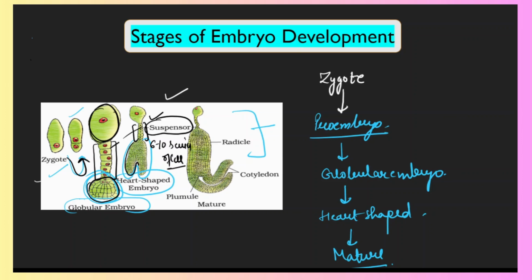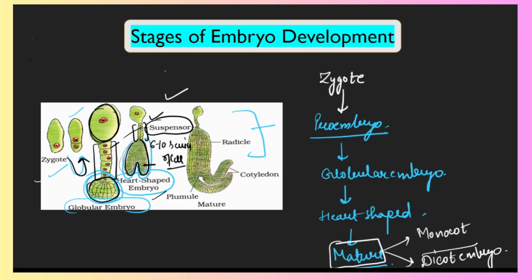Now after the globular stage, you can see here, this is the heart-shaped embryo. The structure of the embryo looks like a heart. That's why this embryo is called the heart-shaped embryo. After the heart-shaped embryo, the embryo will mature and form cotyledons. If a single cotyledon is formed, that is called the monocot embryo. If two cotyledons are formed, this is the dicot embryo.